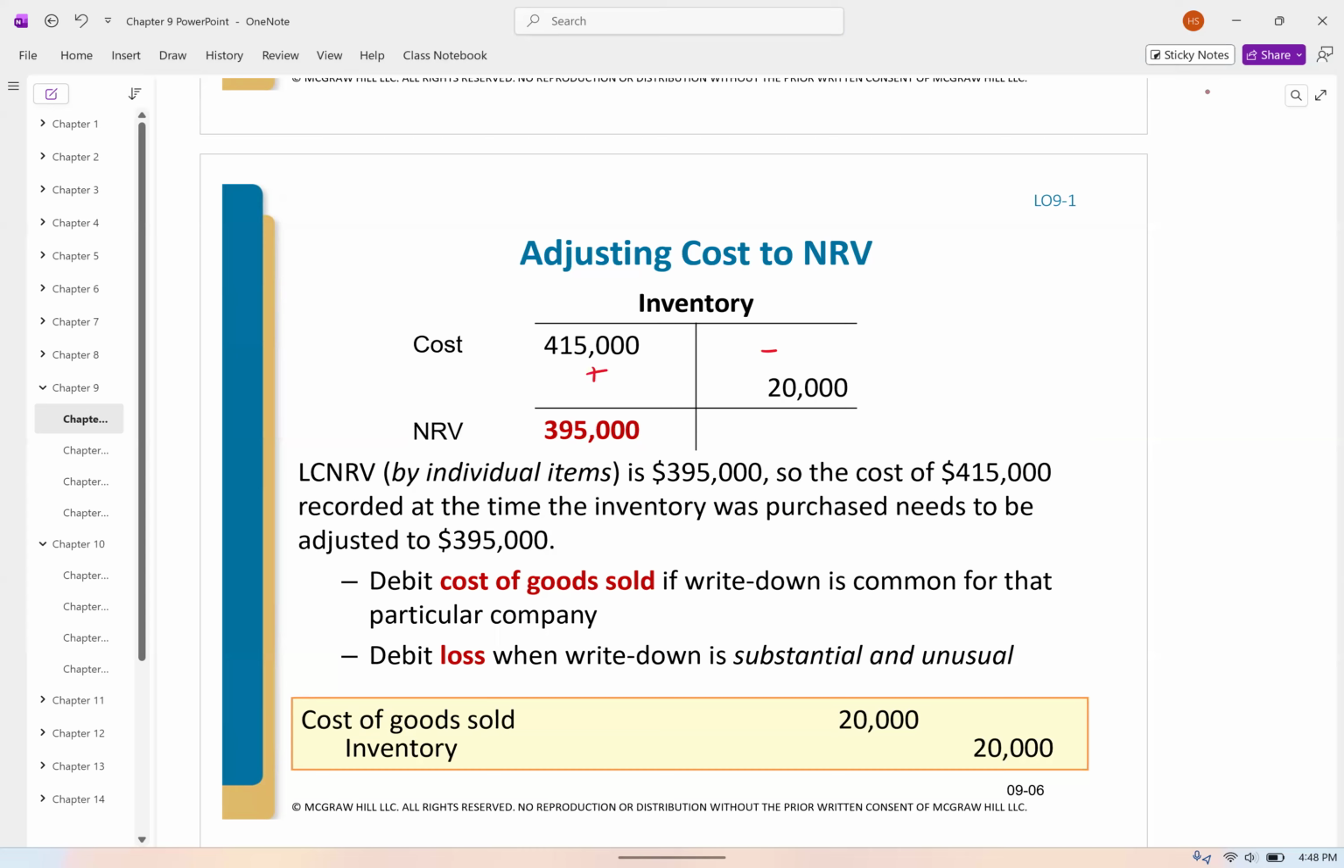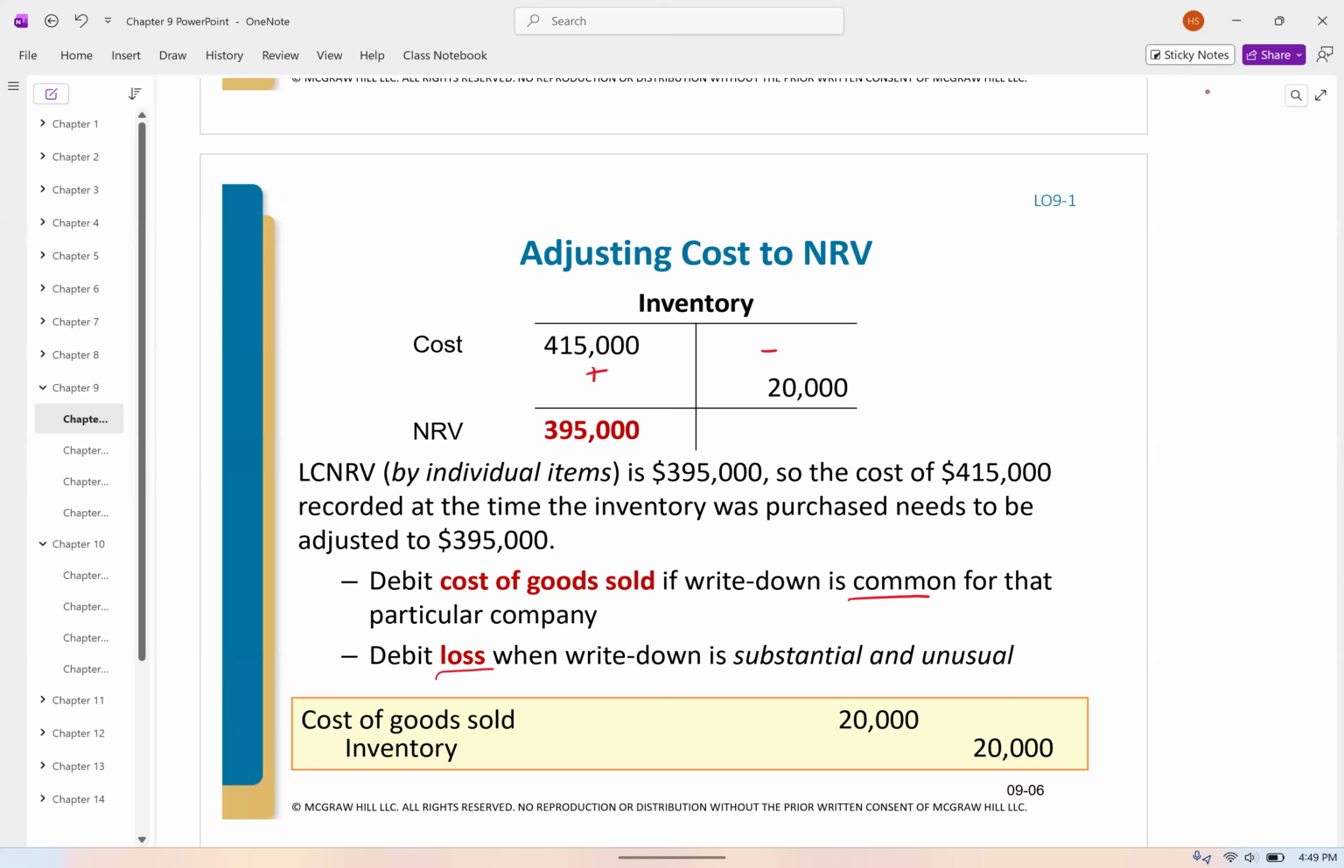But we're just lowering the dollar value of the inventory we have. We're not really selling it, but just so you can put those two together, that is that exact same journal entry. Now, this could be common. That might not be a material amount.